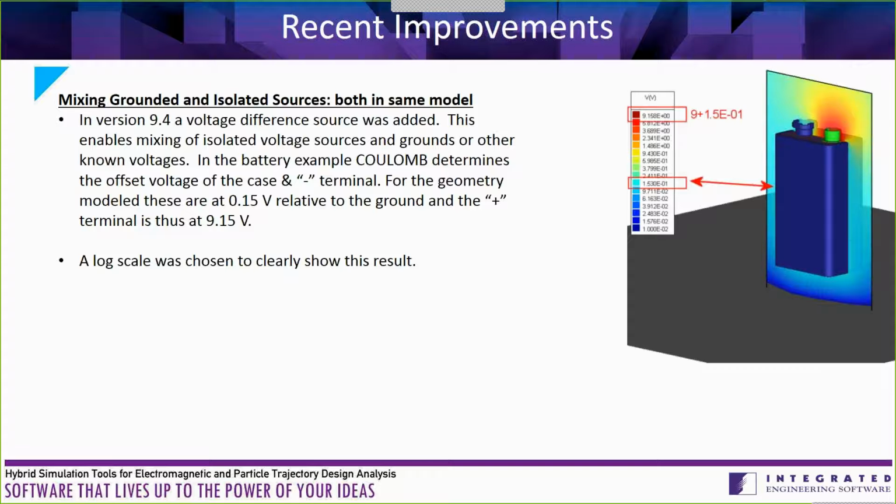We can put our battery close to a ground source, and the program will solve for you what the voltage is on the battery. And you'll see it's not 0 and 9. It's a little bit above 0 and a little bit above 9 by the same amount. And to show this most clearly, I put on a log scale here. Otherwise, this is close enough to 0 it would just be looking blue at the bottom.